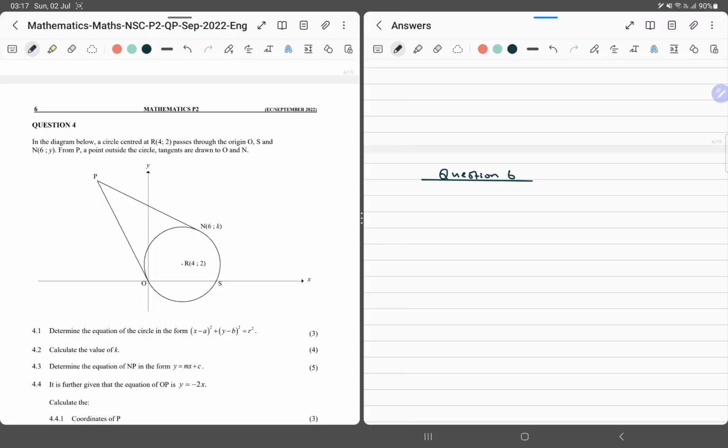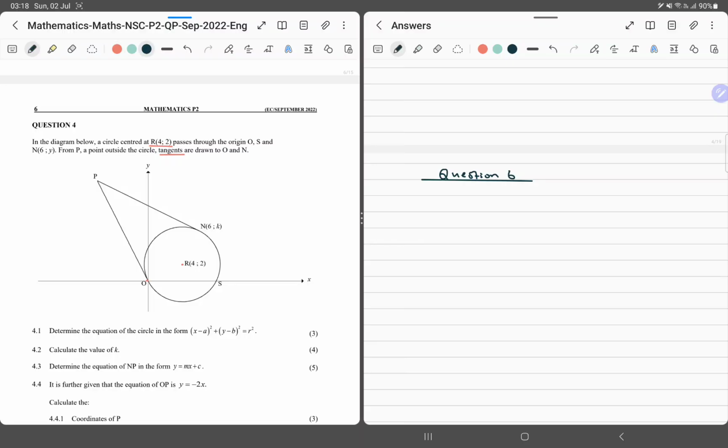So question 6 reads, in the diagram below, a circle centered at R, whose coordinates are given, passes through the origin. So that's the point on the circumference of this circle. Then from P, a point outside the circle, tangents are drawn to O and N.